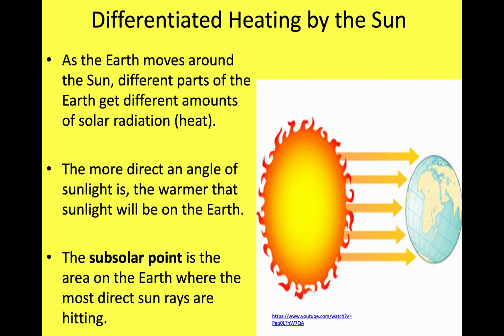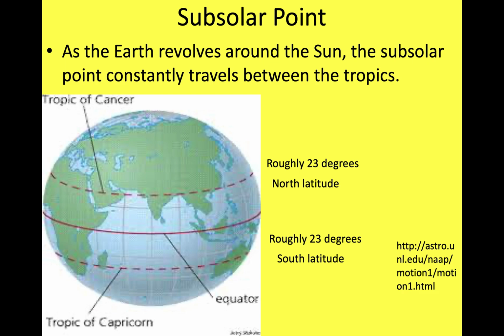Okay, on the Earth, we have this point where at any given time, sunlight is hitting most directly. Okay, it's not always at the same point, but we always have this one point on the Earth where sunlight is hitting most directly, and we call that the subsolar point. So, as the Earth revolves around the Sun, the subsolar point constantly travels between the tropics.